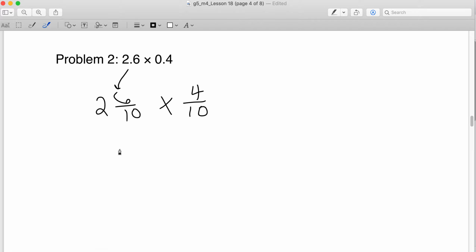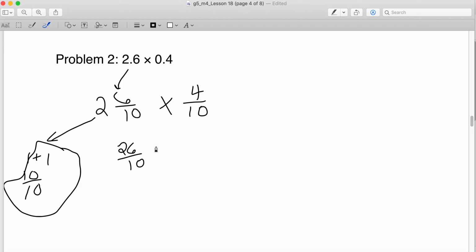So 2 and 6/10 is 26/10. Don't forget, it's 2 times 10 plus 6, or you could think of this as 2 wholes, 10/10 plus 6/10. I'm not going to finish this because you can look at the example from earlier, okay? But just to give you an idea of what we're doing. And this is times what? 4/10. And so right here is where I'm going to write my language.